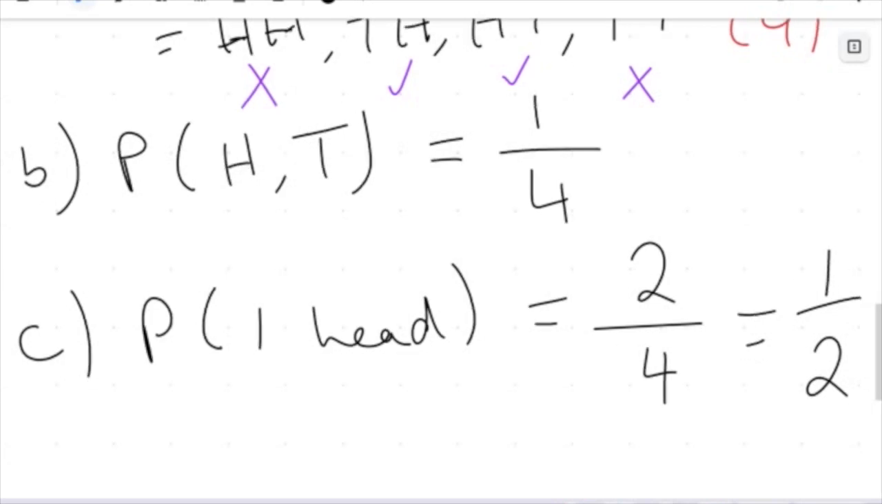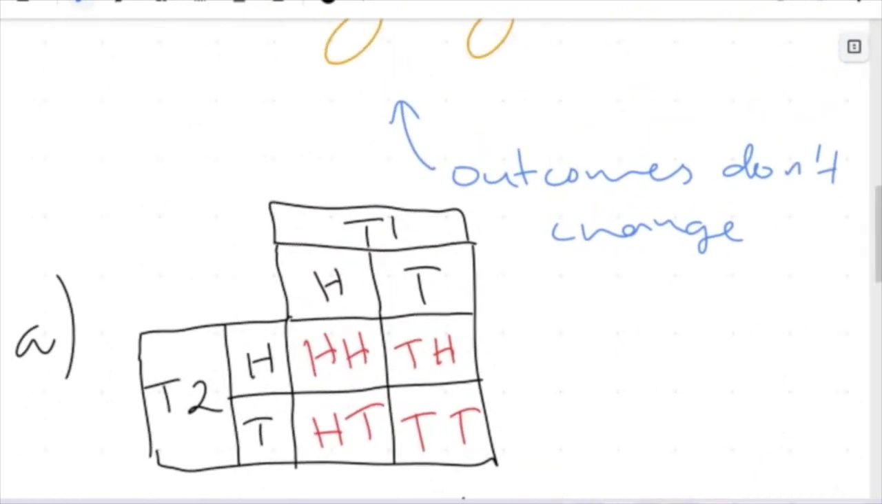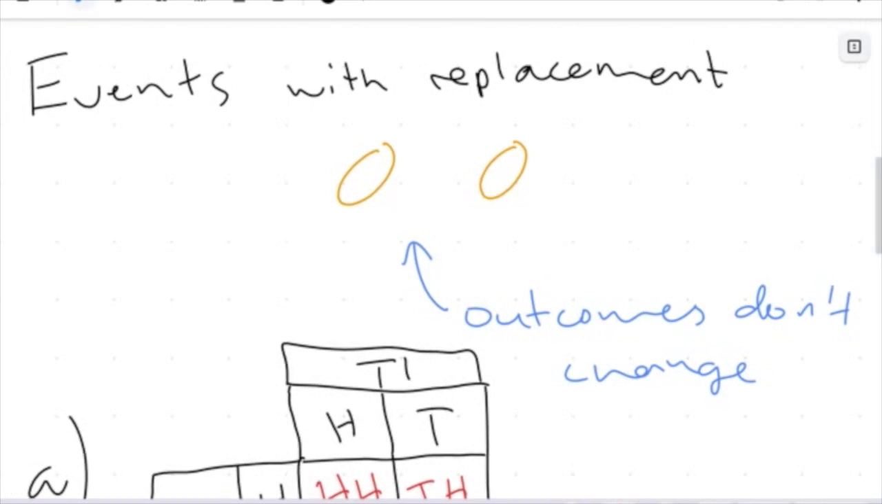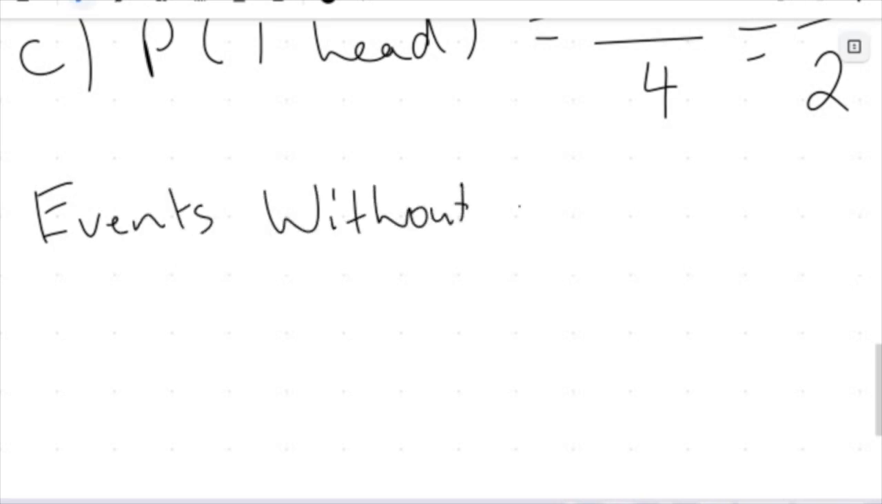All right, now we've looked at with replacement. Now we are going to be looking at, in the second part of this video, events without replacement. And we'll see what that means in a practical context.